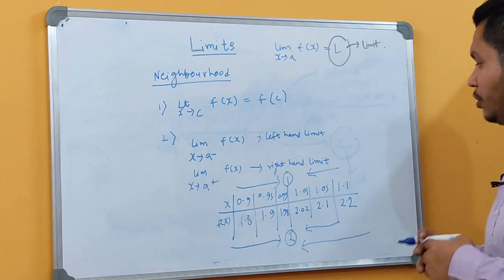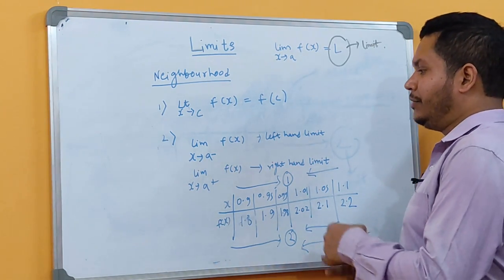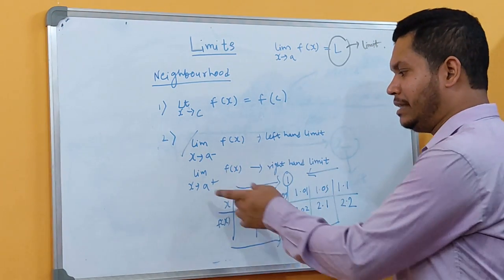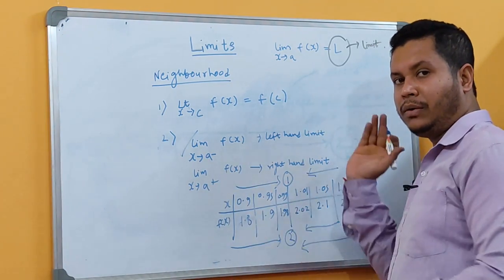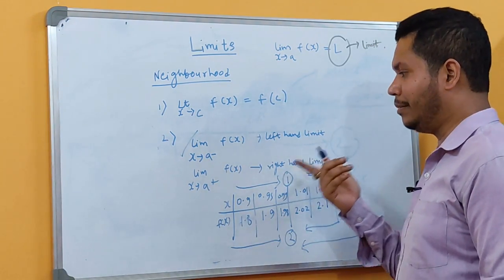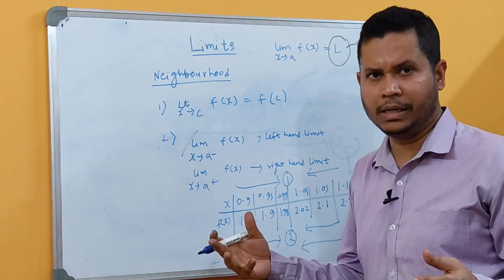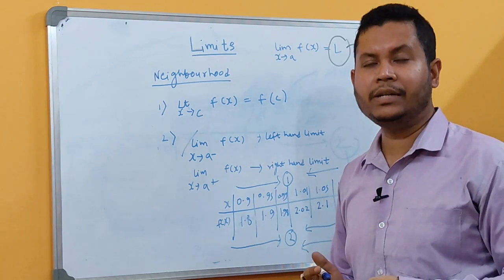Okay, so when we get the limit from the left end, that is called the left hand limit. And similarly, when we get the limit from the right end, that is called the right hand limit. So that is the difference between the left hand limit and the right hand limit. Okay, clear? Let's proceed further.